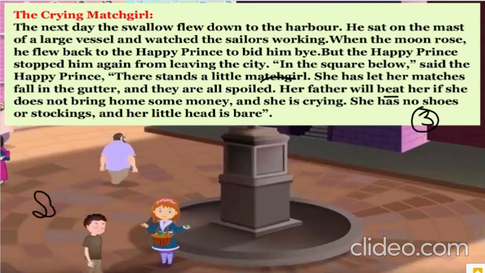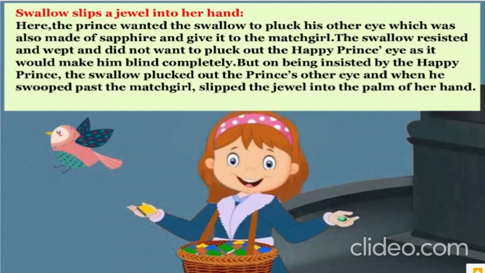So basically, the Happy Prince saw that the poor match girl who sells matches had dropped them in the gutter. So that's why she was very sad. So, how did he decide to help? He told the swallow to pick the second sapphire from his eye and give it to the match girl. The swallow said no, I will not do it, because if he already took one sapphire and another sapphire is taken out, the Happy Prince would be completely blind. So Happy Prince said that no, it's fine. You take it out.